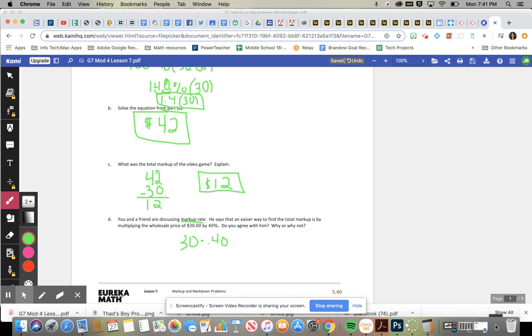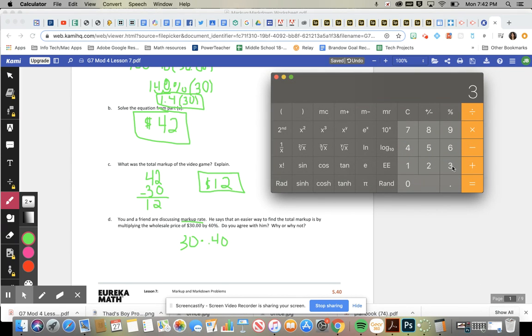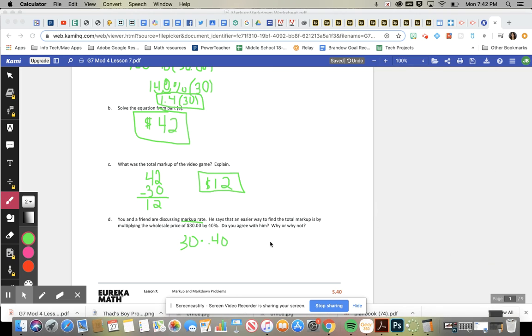Well, let's check. Let's do 30 times 40%, or 0.4. $12. So that does equal 12. So yeah, we do agree with him. This is an easier way to find the markup rate, not the amount that they're selling it for now, that $42, but the markup rate.